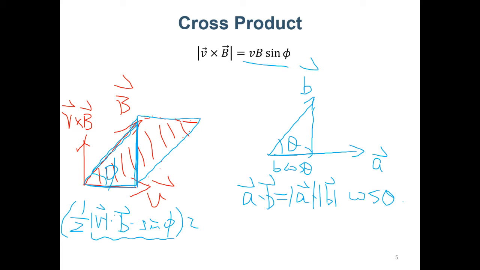So i cross j should be positive, j cross k should be positive, k cross i should be positive. For the other way around, this one should be negative, this one should be negative, this one should be negative. So if you cross a vector with itself, it will be 0.